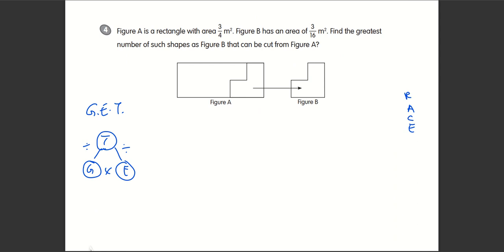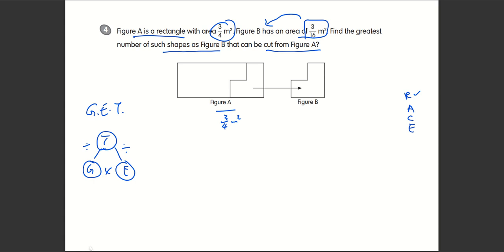So here the whole rectangle, figure A, has the area of 3/4 square meter. Figure B has an area of 3/16 square meters. It's cut out from figure A. Find the greatest number of such shapes as figure B that can be cut out from figure A. It looks complicated because there's a diagram and a portion that you cut out, and you might feel like, okay, I need to draw it and cut it.